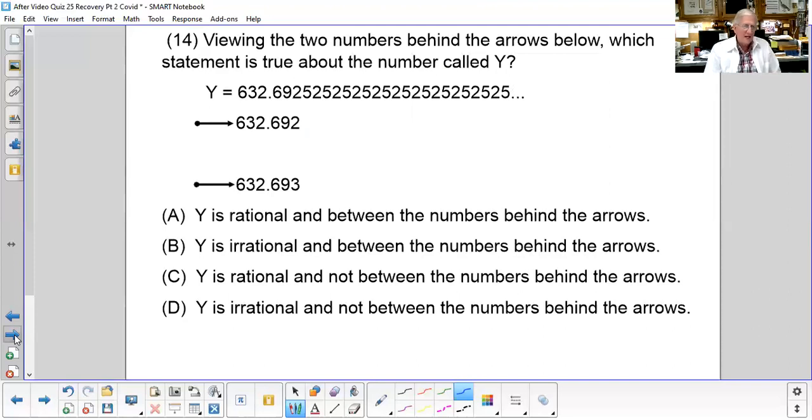Viewing these two numbers behind the arrows below, which statement is true about the number called Y? Notice it starts out with a 6, 9 after the decimal point, but then it's 2, 5, 2, 5 forever. That means it's what? Rational. Now, is it between them? Well, it looks like it is, right? 2, 5 is between 20 and 30, so I think we're okay. So this is a rational number that is between the arrow numbers, okay?